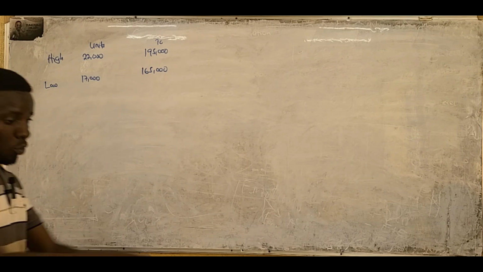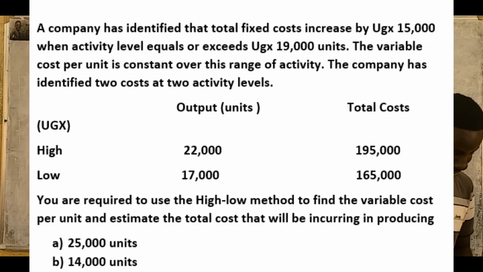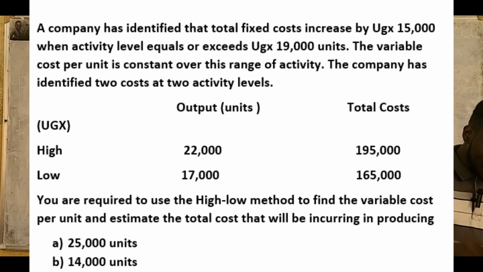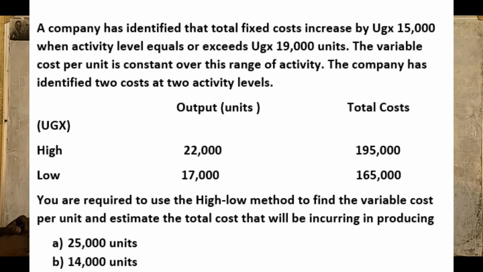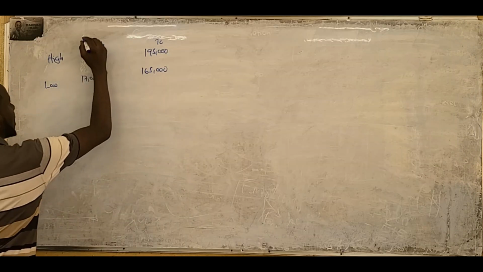But now the question said something. It said that the total fixed cost increases by 15,000 when activity level exceeds 19,000 units. So they have said when the activity level or our levels of output, of course these are output.